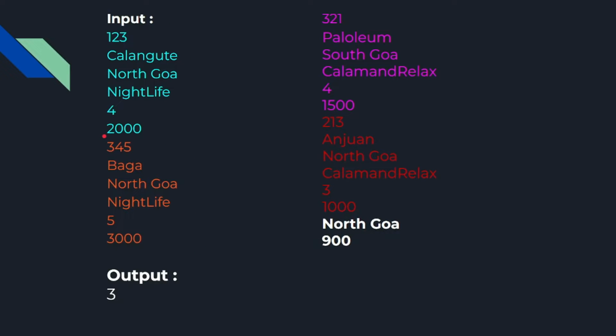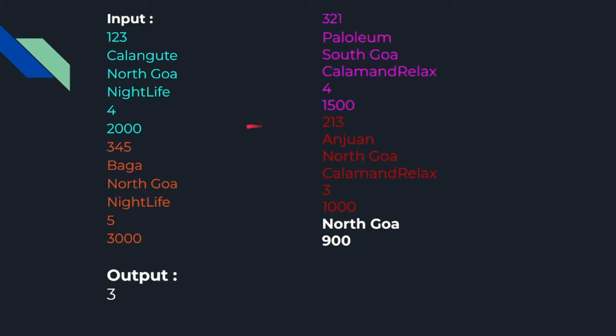Here we are giving 4 Beach objects with the parameters beach ID, beach name, location, beach type, rating, and average number of visitors per day. This is the first object, this is the second object, this one is the third object, and the red one is the fourth object. And these two are the other two inputs which we are supposed to give, which are the location and the average visitors per day count.